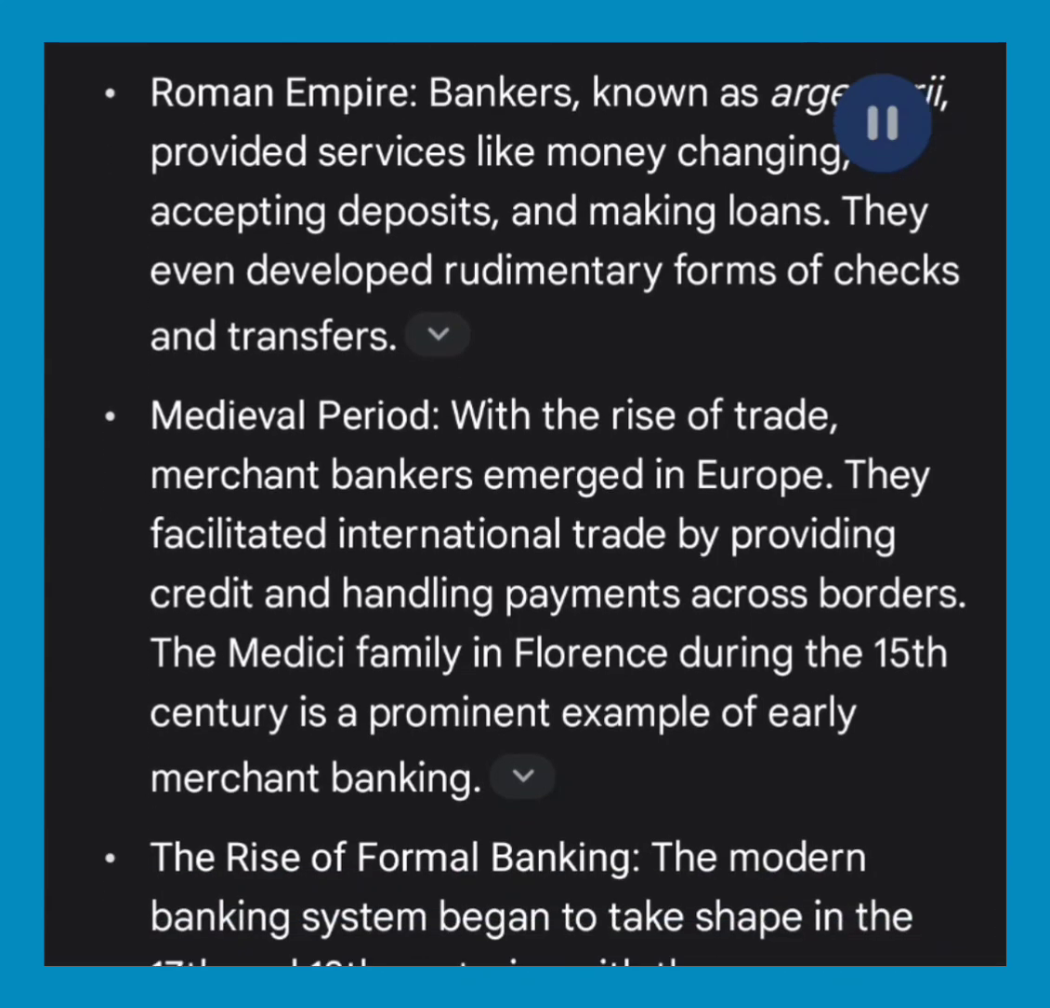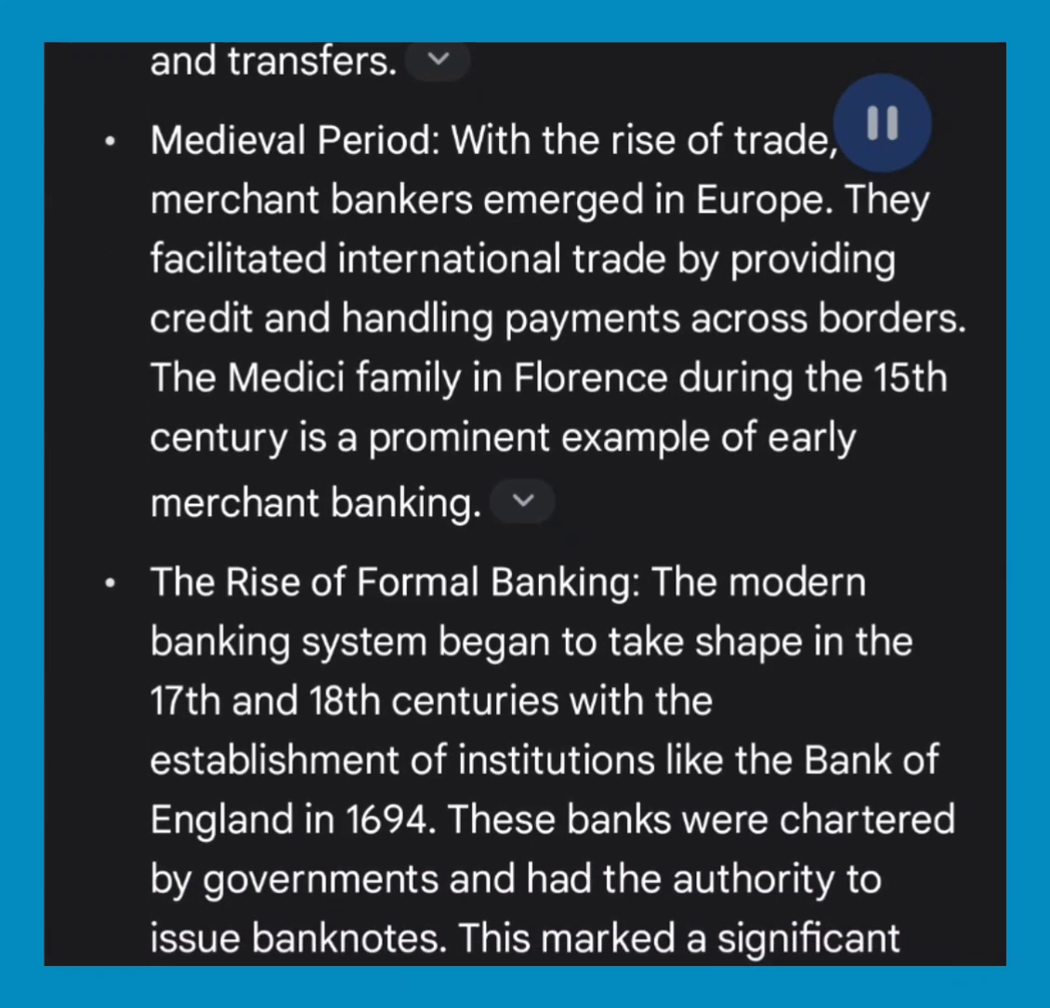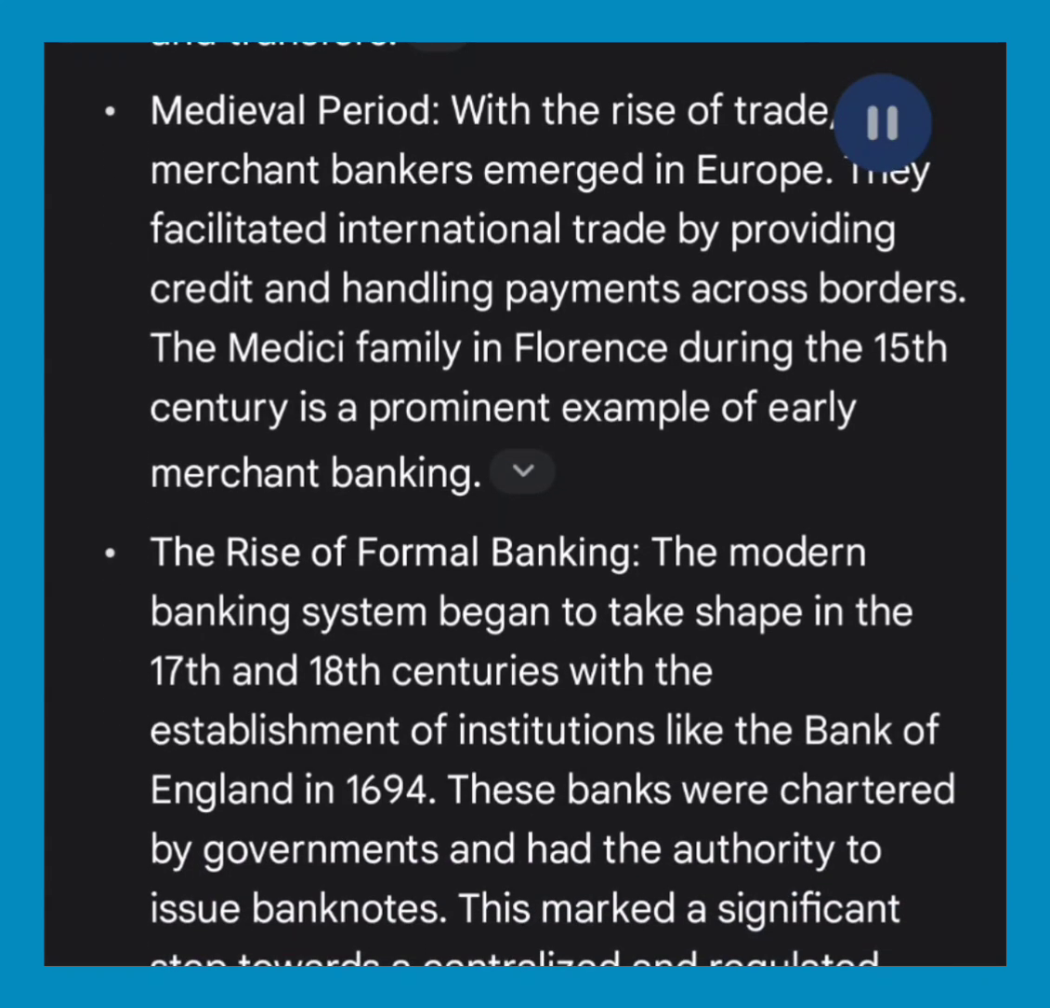Medieval period. With the rise of trade, merchant bankers emerged in Europe. They facilitated international trade by providing credit and handling payments across borders. The Medici family in Florence during the 15th century is a prominent example of early merchant banking.